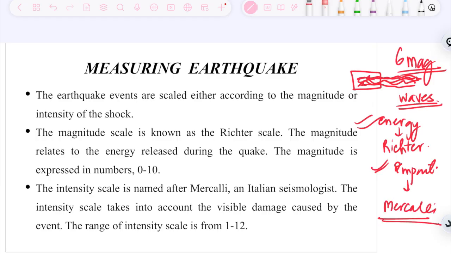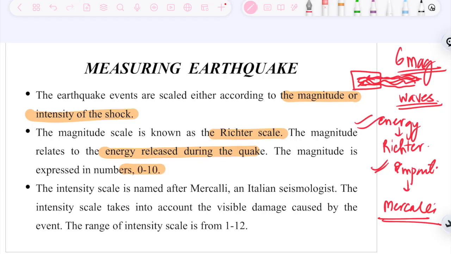Right, let's study these two scales. Earthquake events are scaled either according to the magnitude, that is how much energy is released, or the intensity of shock, that is what is the impact or how much damage has been done by the earthquake. The magnitude scale is known as the Richter scale. The magnitude relates to the energy released during the earthquake, and it ranges from 0 to 10.